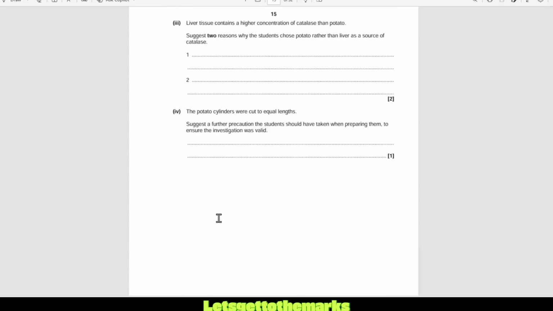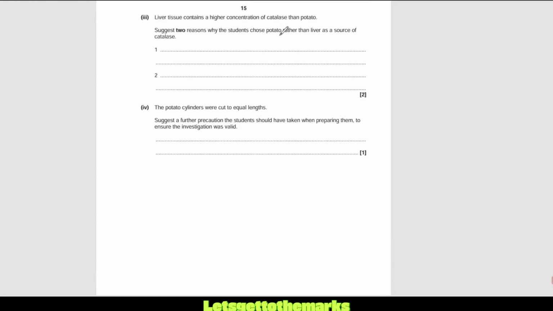Let's move on. Liver tissue contains a higher concentration of catalase than potato. So it's more concentrated catalase enzyme in liver than in potato. So just two reasons why the student chose potato rather than liver. So the whole point here, the only reason to choose potato rather than liver is because it has a smaller concentration of the enzyme. So this has less enzyme, right? So why would you use the potato with less enzyme? What could possibly be the reason?